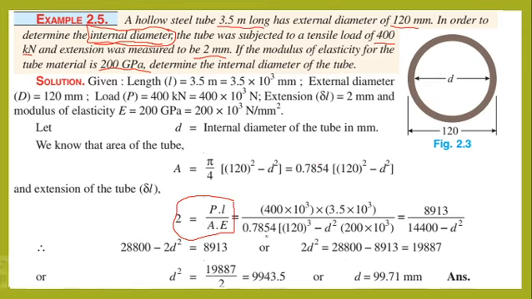And the area of cross section we can calculate from pi by 4 into d outer square minus d inner square, where the inner diameter is not given. So we will be writing the equation for area in terms of d. After that, we will be multiplying with the modulus of elasticity. So the only unknown is the value of d. We can calculate the value of d as 99.71 millimeter.